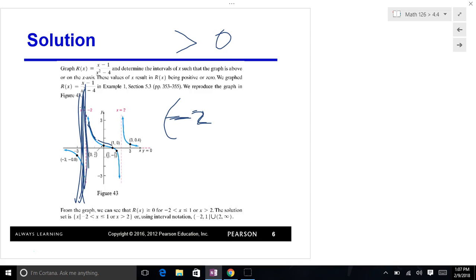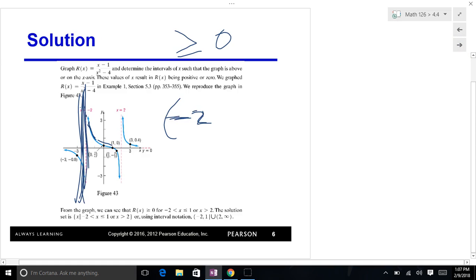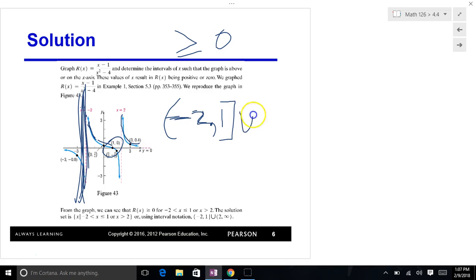And then we hit 1. Oh, I'm sorry. Was this greater than or equal to? I think this was, yeah, greater than or equal to. I'm sorry. So when we hit the 1 right here, it's equal to 0. So we can include that x value of 1 there because it hits the 0 there. And then again, where are we greater than or equal to 0 from there? What's that x value there? 2. Do not include that x value of 2.